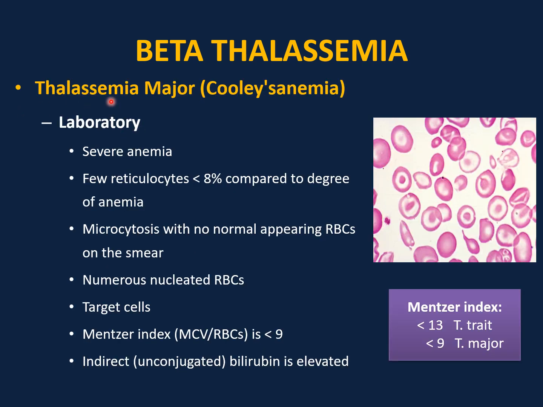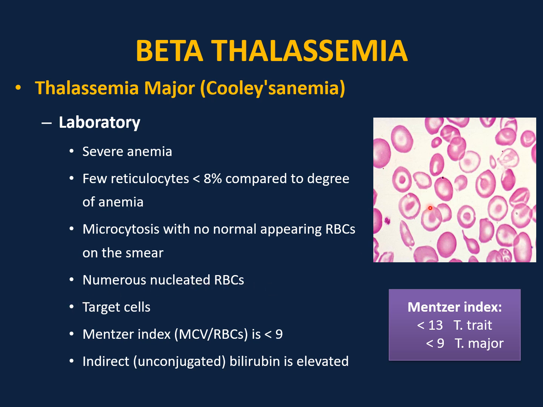Laboratory findings in cases of thalassemia major: severe anemia, few reticulocytes, less than 8% compared to the degree of anemia, and microcytosis, very small cells with no normal-appearing red blood cells in the peripheral smear. You will see numerous nucleated red blood cells. Normally, the red blood cells should not have a nucleus.